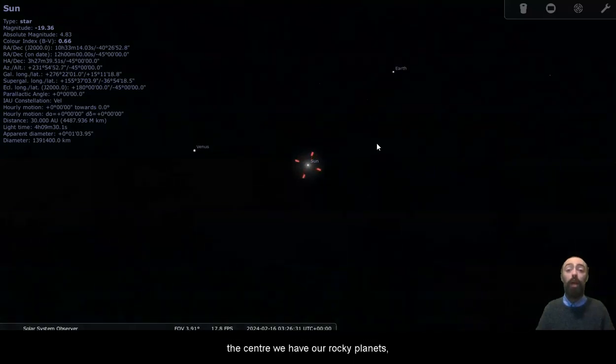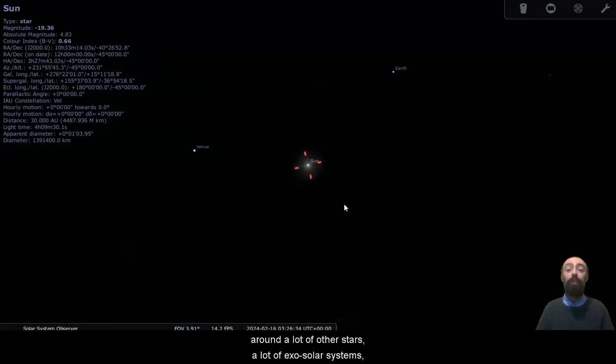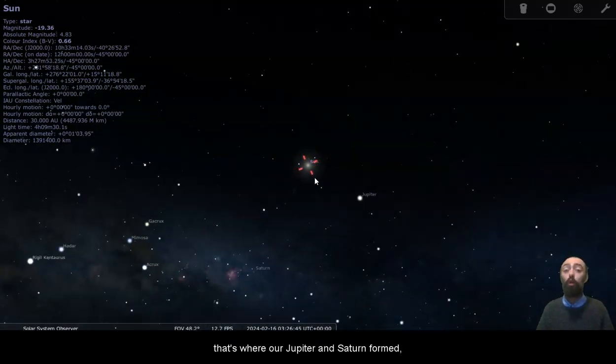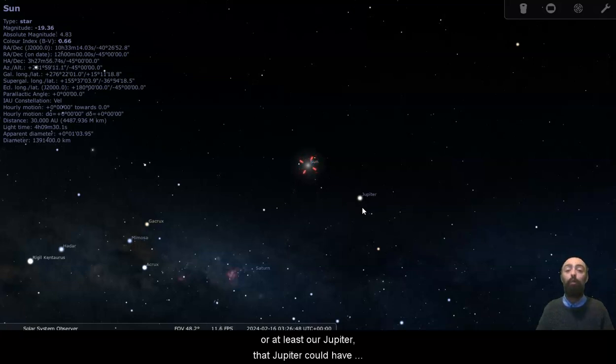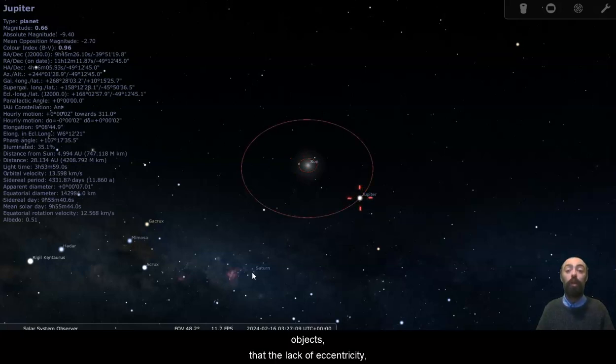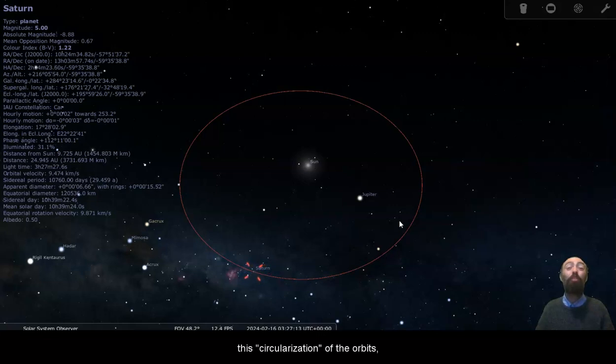Around a lot of other stars, a lot of exosolar systems, we see massive gassy planets quite close to their parent star. And there is a chance that that's where our Jupiter and Saturn formed, or at least our Jupiter. Jupiter could have formed much closer to the sun and then migrated out to the orbit we see it in today. This is the Grand Tack theory, that Jupiter tacked its way further out, and the disturbance caused by Jupiter moving in that way forced the inner planets into more circular orbits. So there is a good chance that besides eccentricity being caused by the interaction of different objects, the lack of eccentricity, this circularization of the orbits, may also have been caused by interactions between the massive planets and the smaller planets closer to the sun.